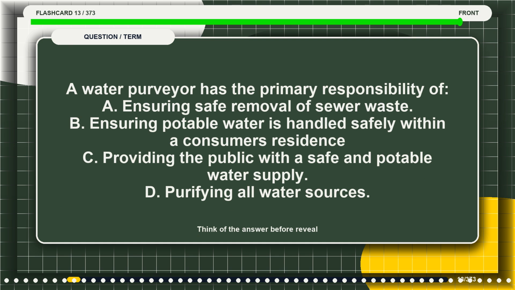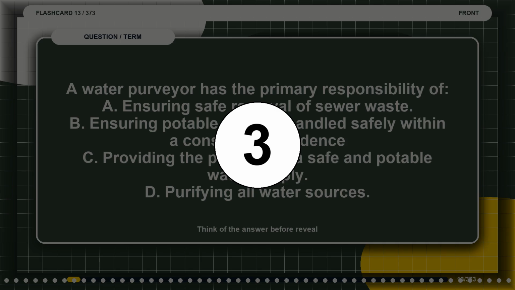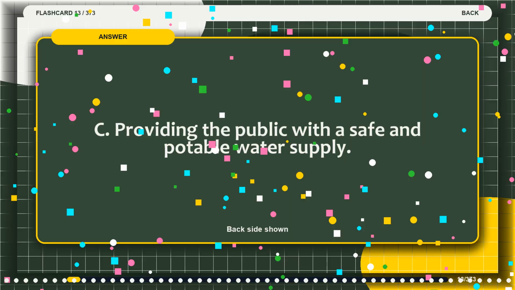Flashcard 13. A water purveyor has the primary responsibility of A. Ensuring safe removal of sewer waste. B. Ensuring potable water is handled safely within a consumer's residence. C. Providing the public with a safe and potable water supply. D. Purifying all water sources. Think of the answer before the reveal. The answer is C. Providing the public with a safe and potable water supply.